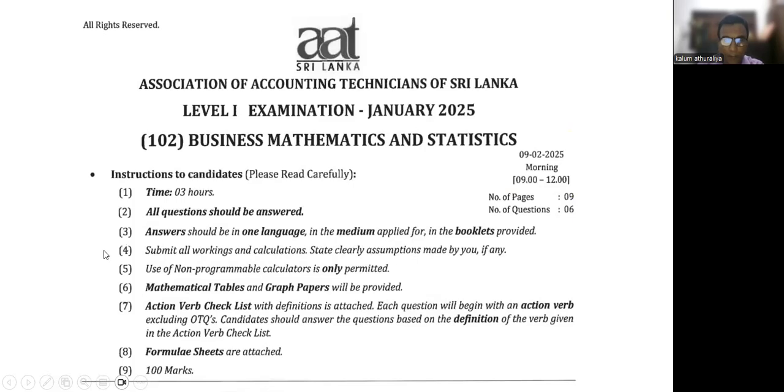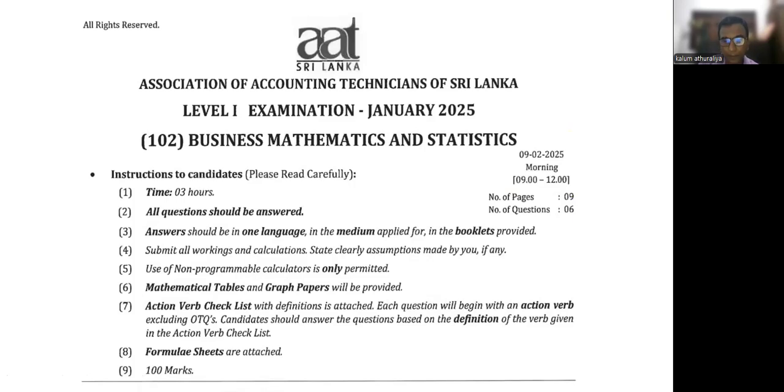The first main thing is to submit all workings. You should do the workings clearly and submit them. It is very important. And fifth, use of non-programmable calculators. Here you can use a scientific calculator, without programmable functions.